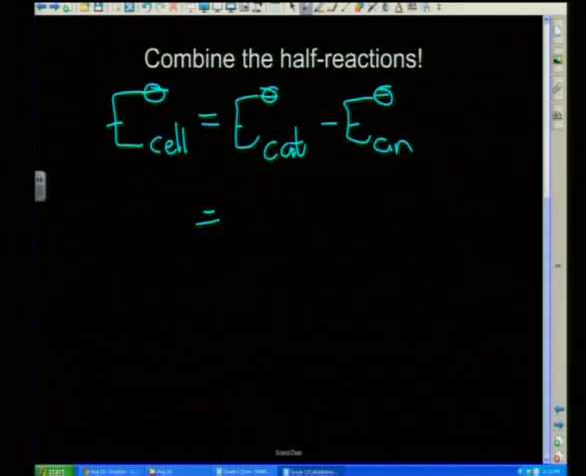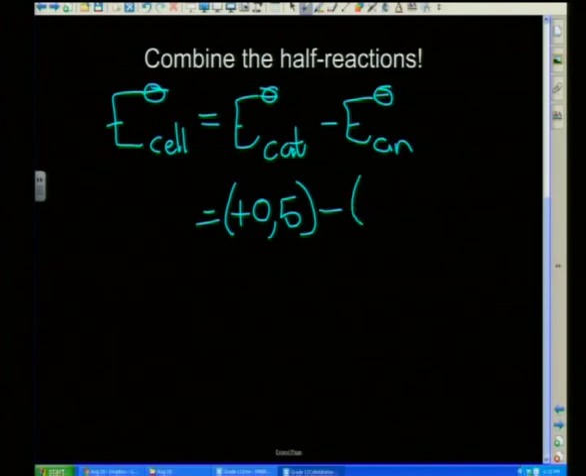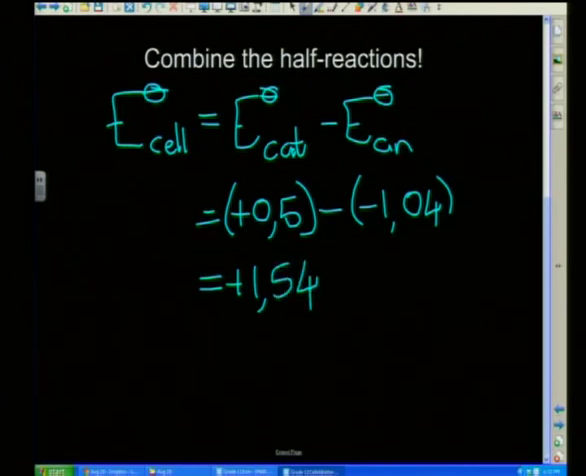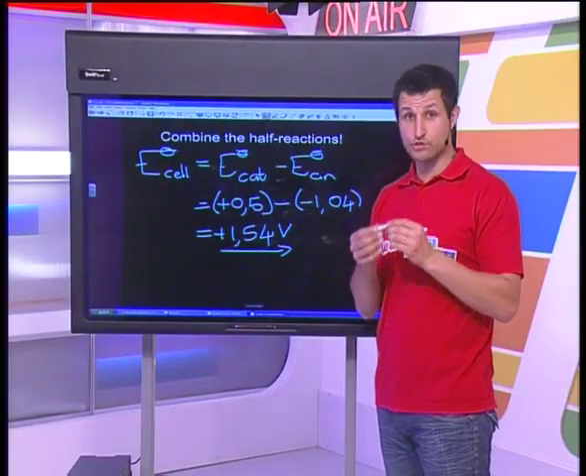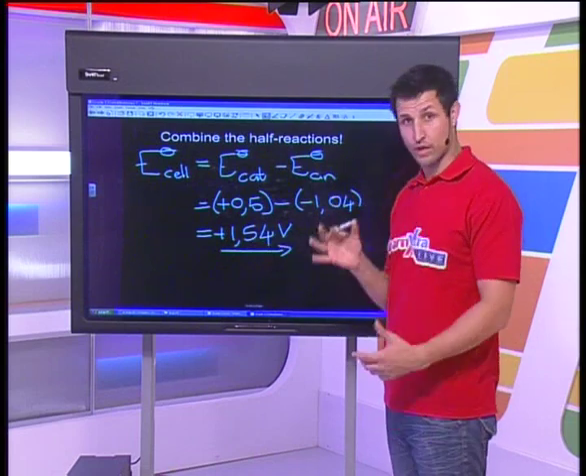Well, lucky for us, we actually spotted which ones those were. So my cathode, remember, was positive 0,5 volts, minus, and this is why I use brackets, minus a negative voltage of 1,04 volts. And what comes out here is positive 1,54 volts. That voltage sounds kind of familiar for a very good reason. That's the voltage of one of these cells. This is a 1.5 volt dry cell. If I take a look on any one of these cells, you'll see that it's 1,5 volts.